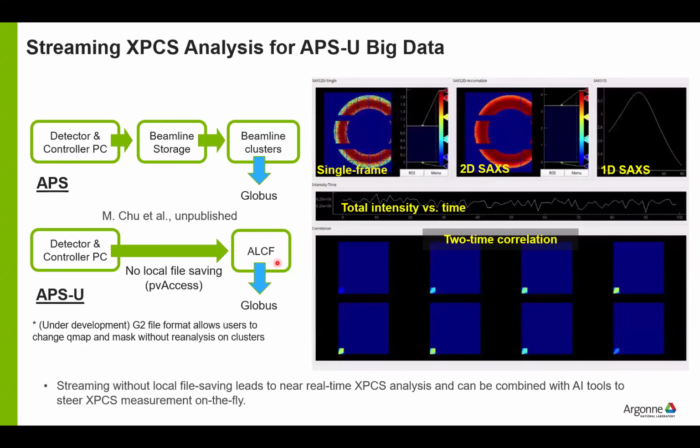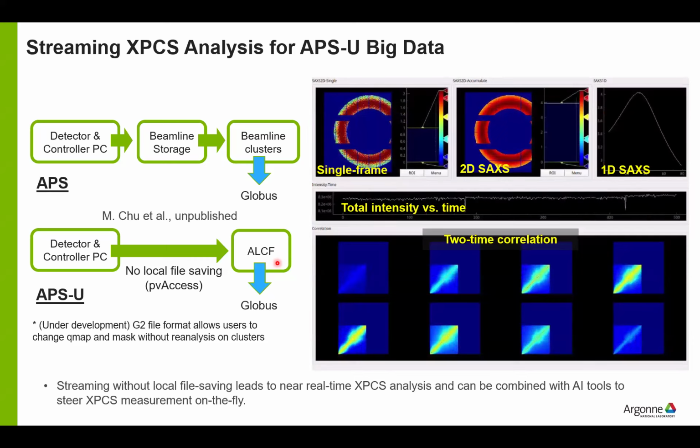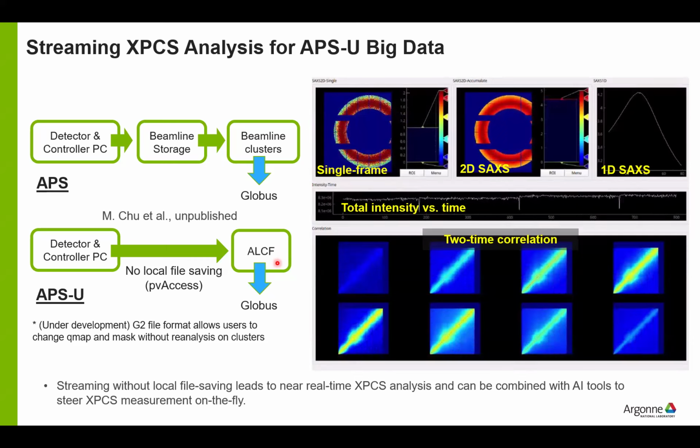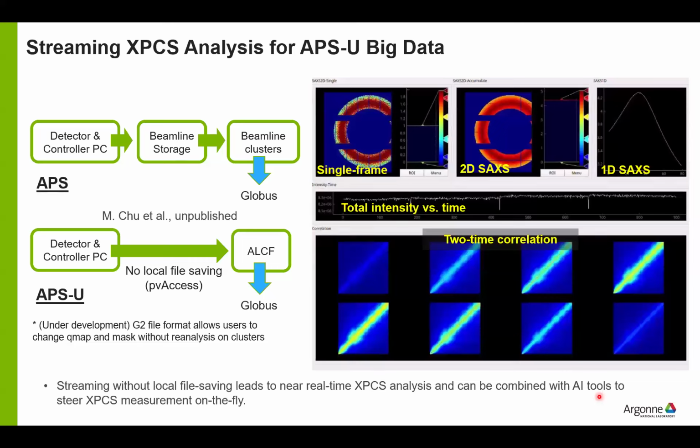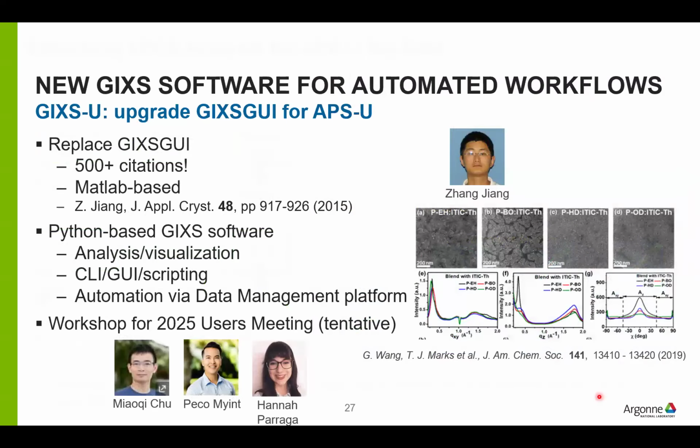And so users should be seeing almost real-time analysis, or at least analysis fast enough that they'll be able to make decisions about what to do next. Or potentially this could be tied in with machine learning AI tools to try to drive autonomous experimentation. And so we'll be borrowing that infrastructure for XPCS to handle GI-XPCS at 9ID, but we're also looking to upgrade our software for analysis of grazing-incidence scattering.